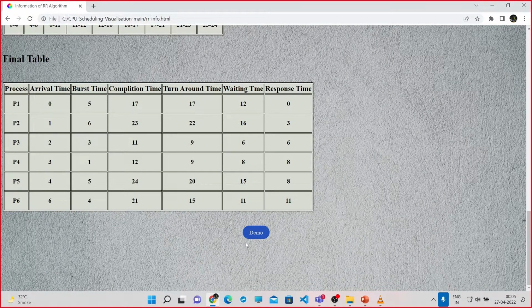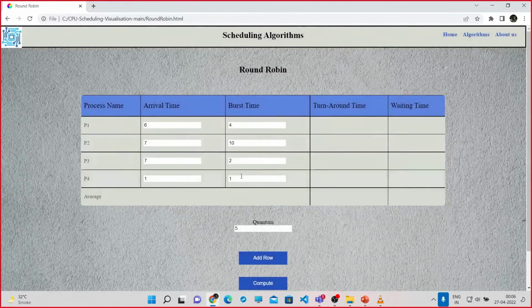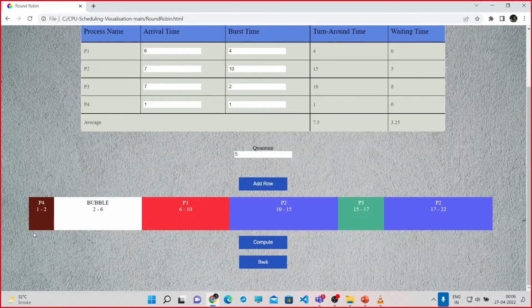Now we will see a working demo of the algorithm. So these are the values entered in the table. This is the time quantum, which is 5 seconds, P4 with 1 and 1, P3 with 7 and 2, P2 with 7 and 10, P1 with 6 and 4. Now we press compute and it shows us the whole Gantt chart. Here the bubble is the case in which there are no processes coming or no processes for the system to do. So it shows a bubble. Bubble means the CPU is in a non-working state.